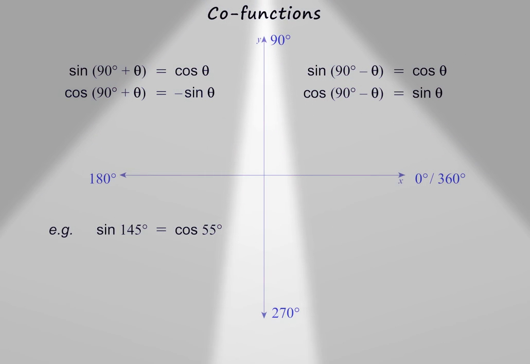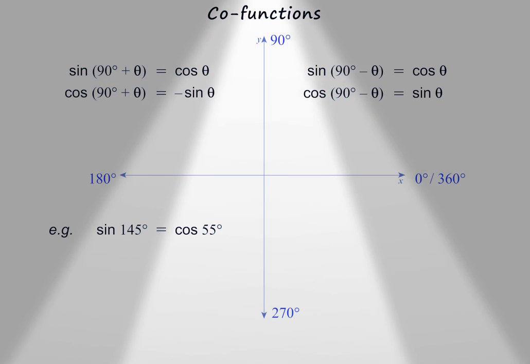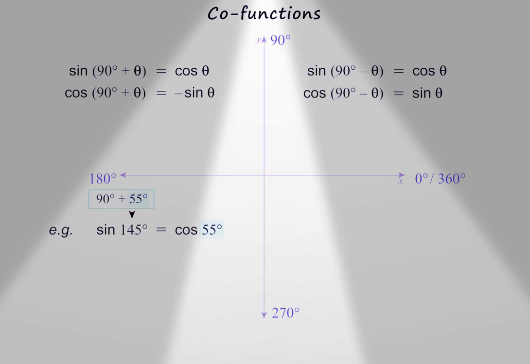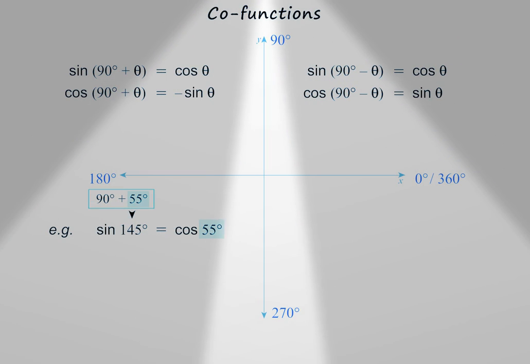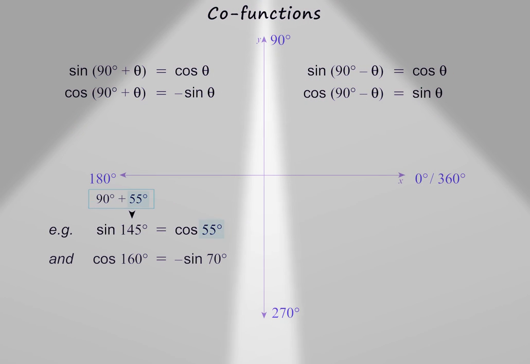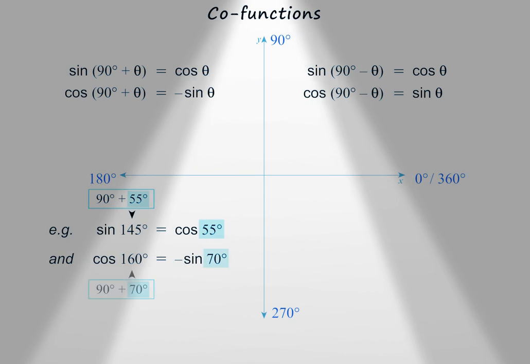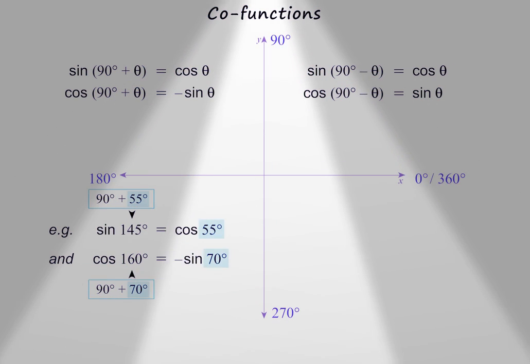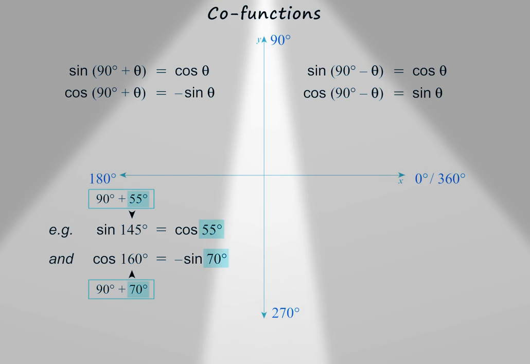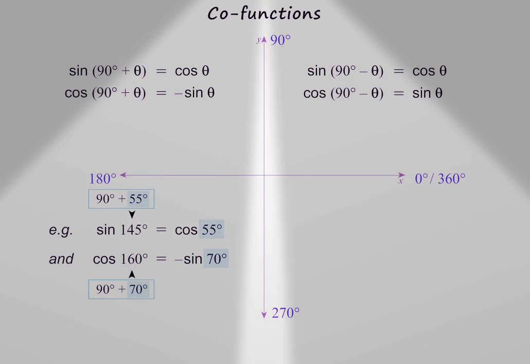In terms of specific angles, this means that sine 145 degrees will be equal to cos 55 degrees. This is because 145 degrees is equal to 90 plus 55 degrees. And cos 160 degrees will be equal to minus sine 70 degrees. This is because 160 degrees is equal to 90 plus 70 degrees. If you don't believe me, pause to check on your calculator.